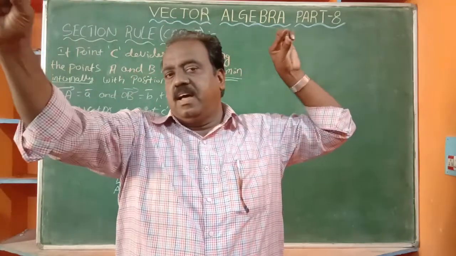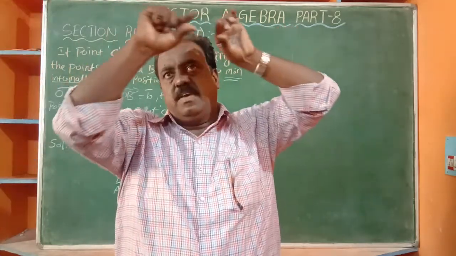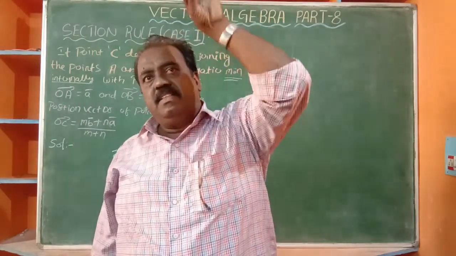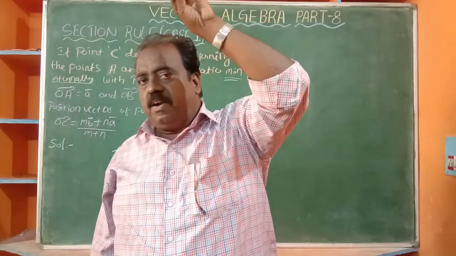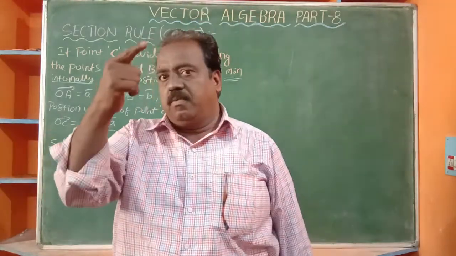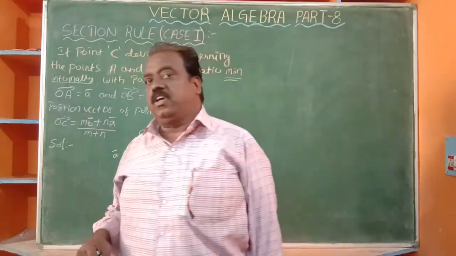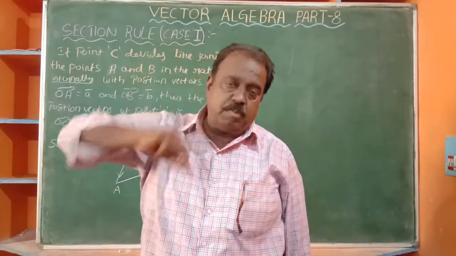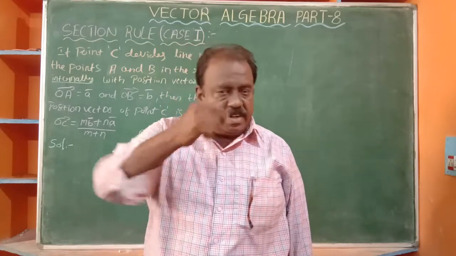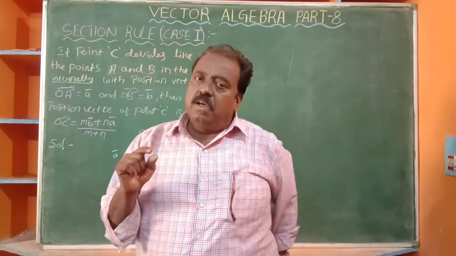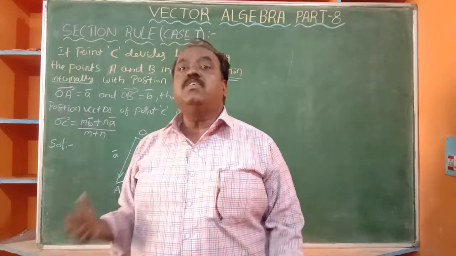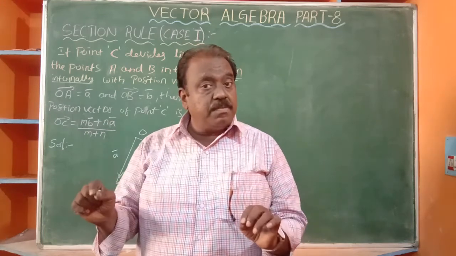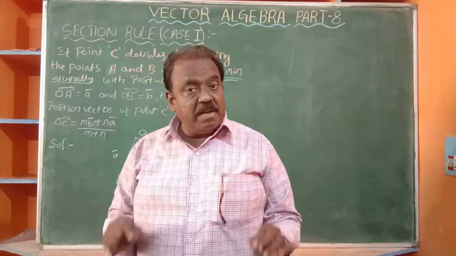AB is a line joining the 2 points A and B. AB is a line segment. In the middle, internally, there is a point C. That point only is given. Then what is OC bar? OC bar is the position vector of the point C, in terms of a bar and b bar. a bar is the position vector of A, given as small a bar. OB bar is the position vector of point B, given as small b bar. Then what is OC bar? In terms of a bar and b bar, in the ratio m and n.